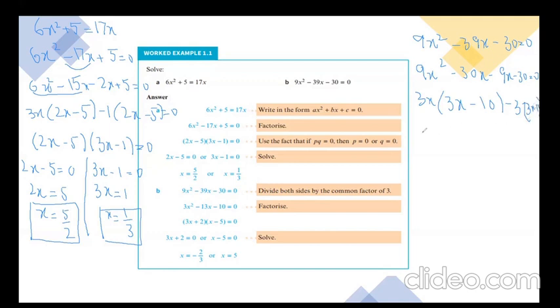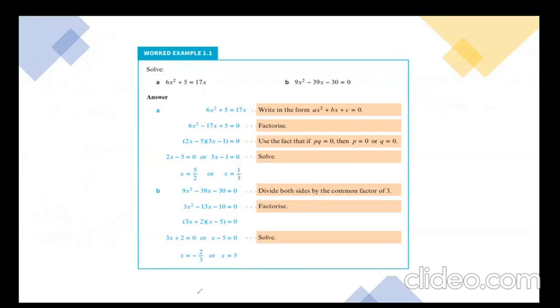The equations are 3x minus 10 equals 0 and 3x minus 3 equals 0. We have to find that these are the roots of the equations. In all of these, we have to find the roots, which are the values of the variables. For example, in this case it is x, so we have to find the value of x. If there is y, we have to find the value of y. Hope you understand each and every step.